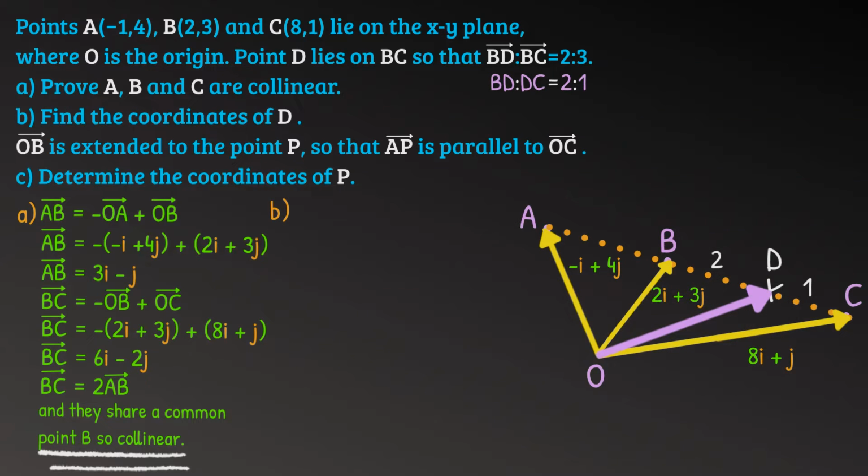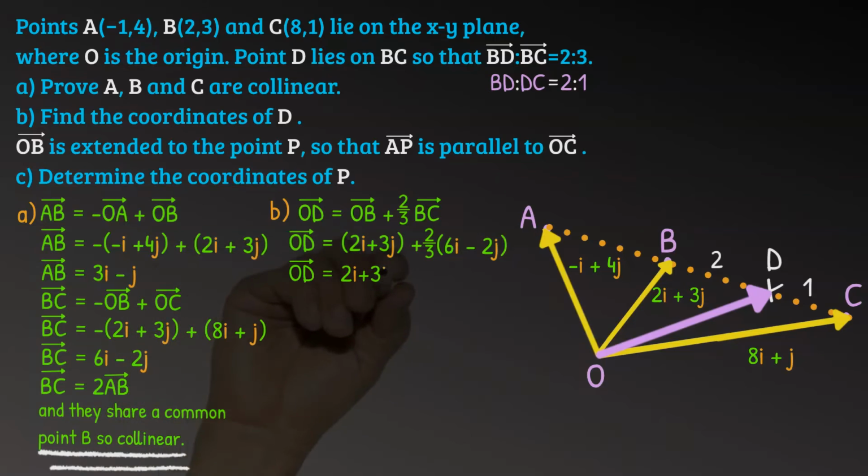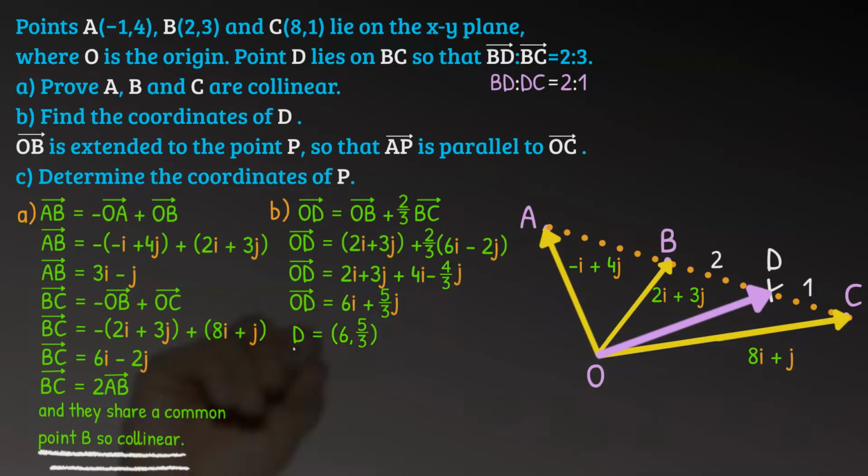So again, looking at the diagram, you can see that OD is the same as OB plus 2/3 of BC. Now we have all of these values because we worked out BC in the previous section. So putting all the information in, OD comes out as 6i plus 5/3 of j. So D's coordinates are 6, 5/3.